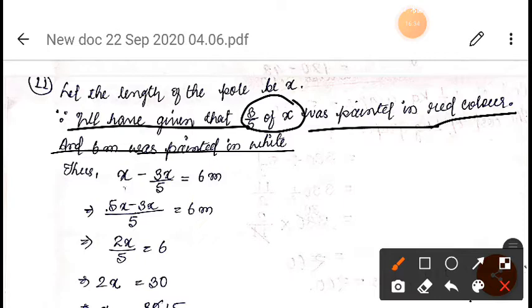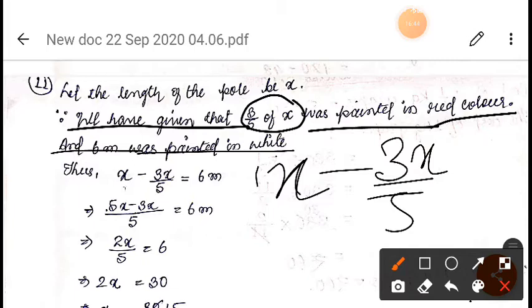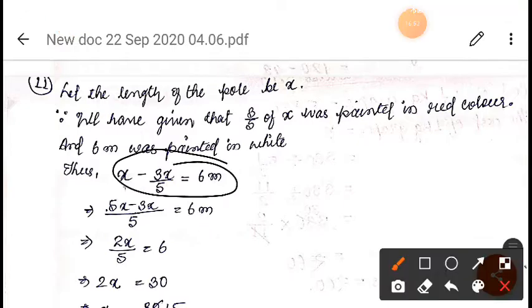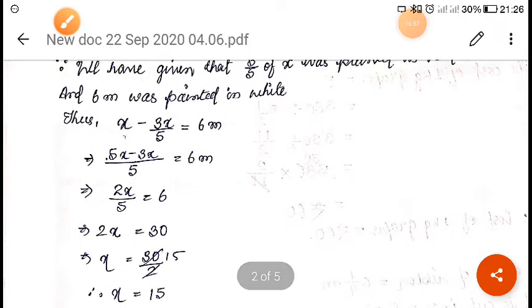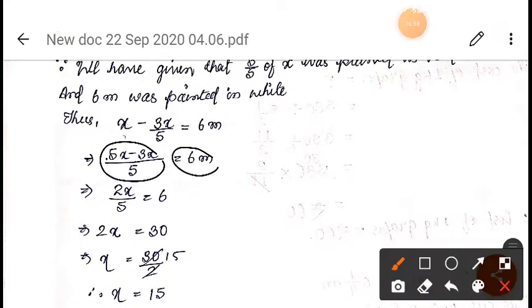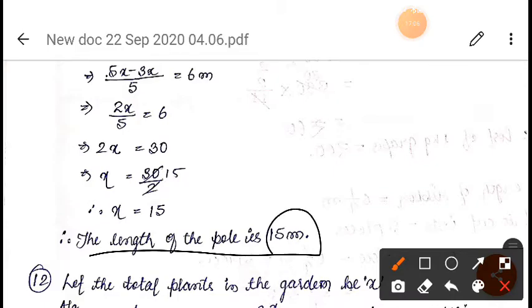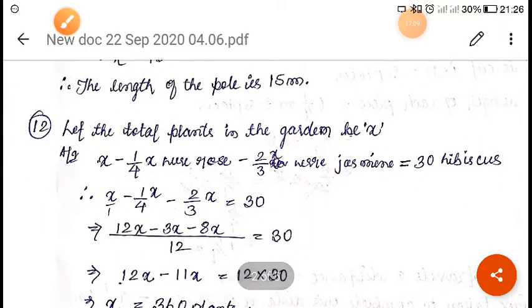So what will be the equation? It will be length of the pole x minus 3x by 5, which was painted with red, is equal to the part painted with white, as you can see here, x minus 3x by 5 is equal to 6 meter. When you solve this, you take your LCM. When you solve this, you get x is equal to 15 meter, okay. So the length of the pole is 15 meter, right?